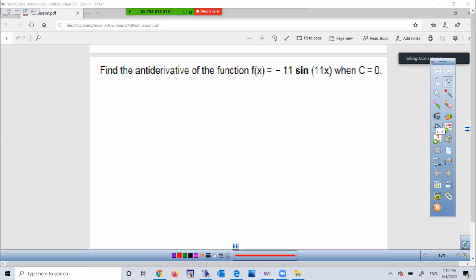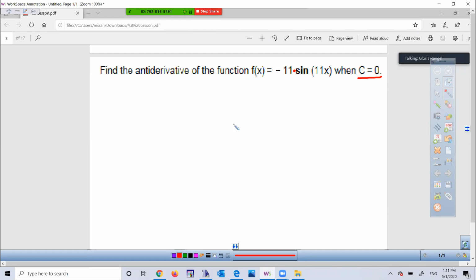It says, find the antiderivative of the function -11 sine of 11x. This is the angle 11x of the sine, right? And this is just a number that's technically multiplying times sine of x, -11 times this. When the c is gonna be a 0, so in this case, they're giving us a specific number for the c to be, okay? And sometimes they're gonna tell you when c is this other number. And sometimes if they don't tell you, you're just gonna let the c be the letter c. But in this case, the letter c is gonna be a 0.